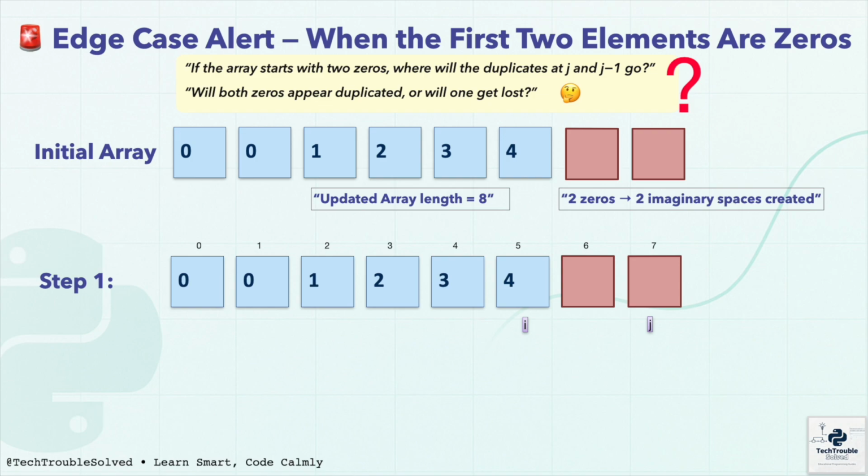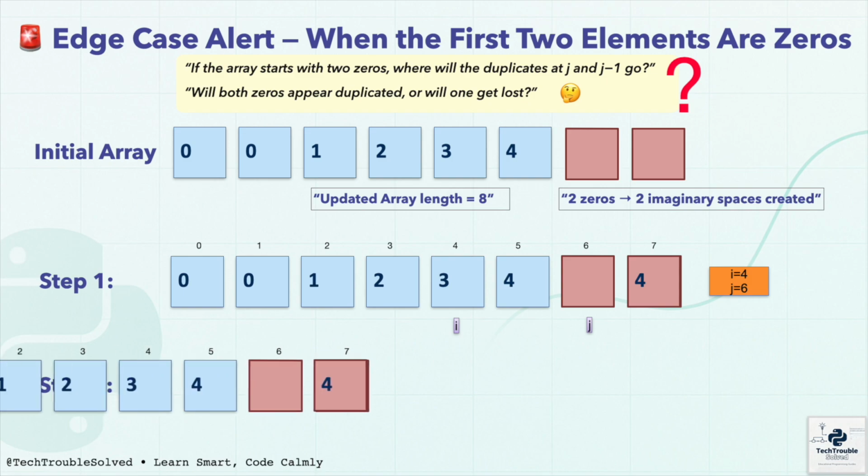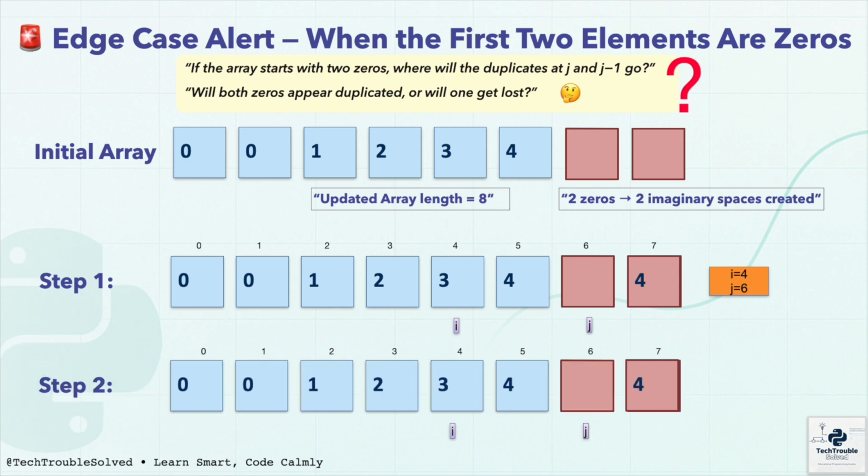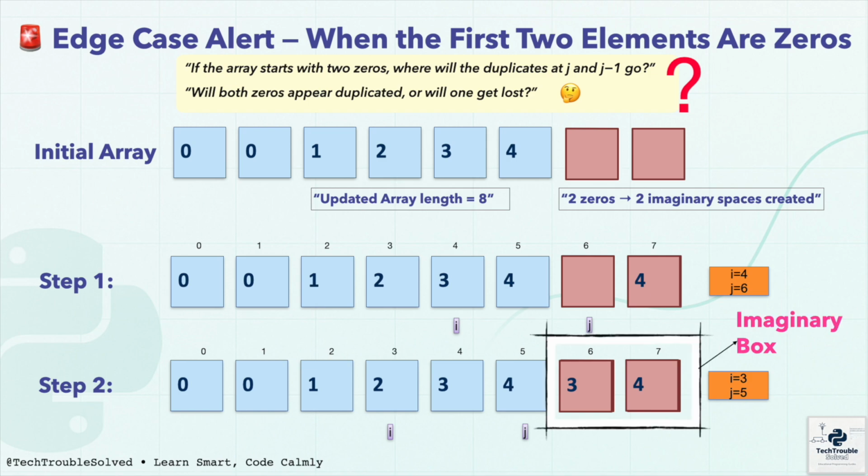So in step 1 we copied 4 from 5th index to 7th index. In step 2 we copied 3 from 4th index to 6th index. So the elements 3 and 4 which got copied to 6th and 7th index are in the imaginary boxes. So these boxes are not real memory. They are just temporary overflow space that helps us visualize what would happen if the array could grow.